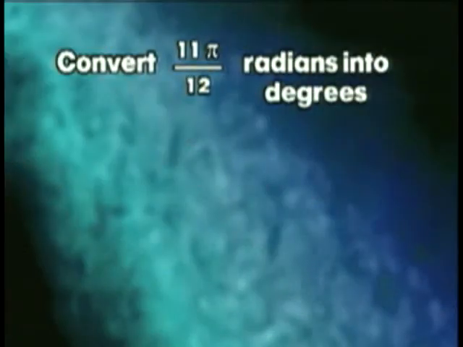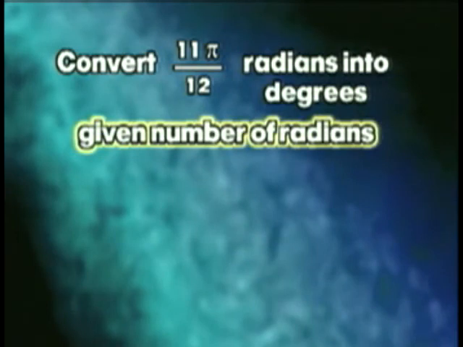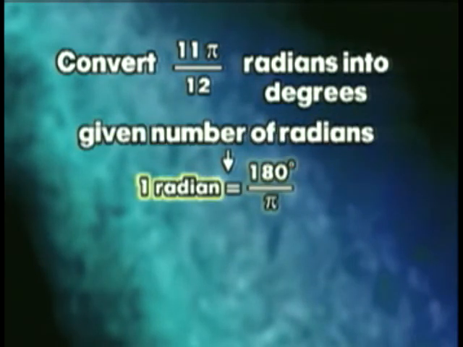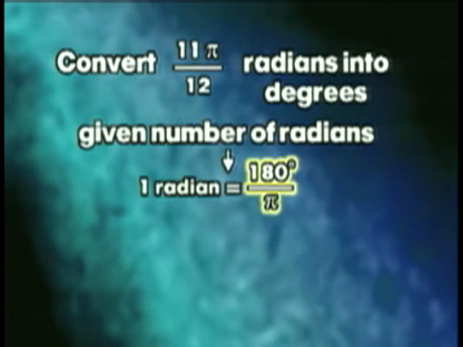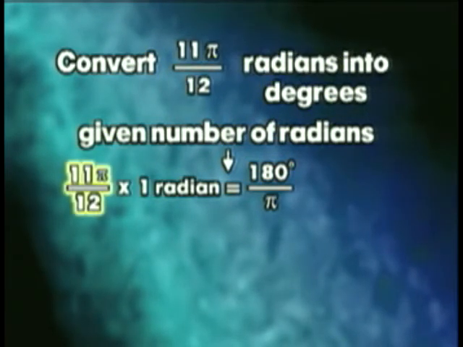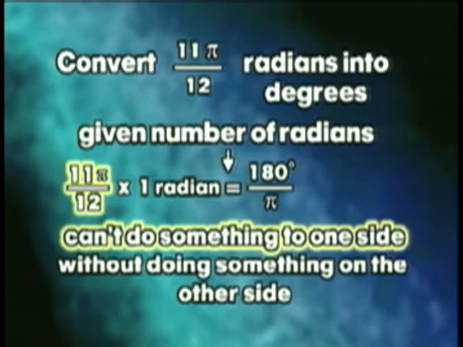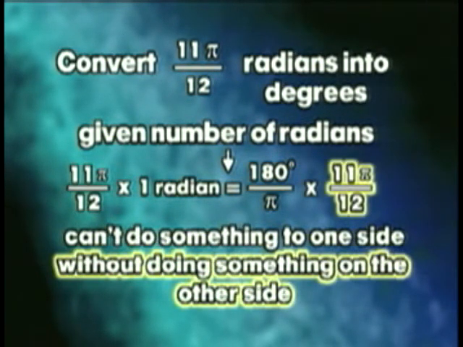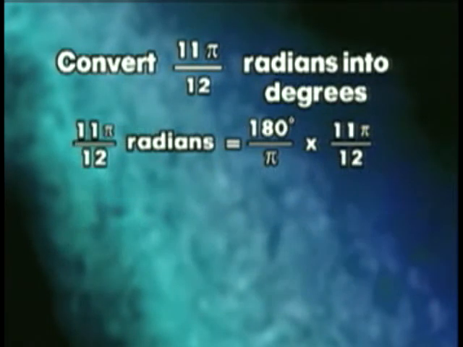Let's do another example. We're given 11 pi over 12 radians, and we need to convert that figure into degrees. Here's what we do. We've been given the number of radians, so we need to use the formula 1 radian is equal to 180 degrees over pi. Again, we're doing this because our known value is in radians. Plug that number, 11 pi over 12 radians, into the radian side of the equation. But remember from algebra, you can't do something to one side of an equation without doing the same thing on the other side. So multiply both sides of the equation by 11 pi over 12.